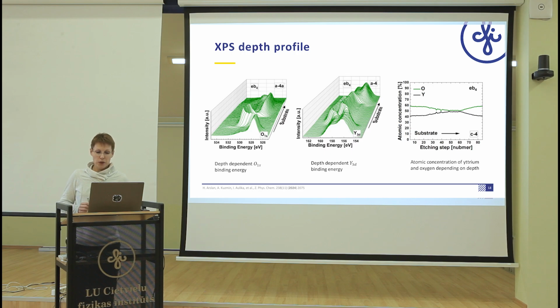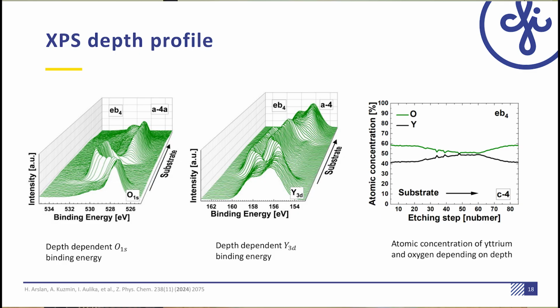Here in this slide you can see the optical gradient revealed by ellipsometry aligns well with the XPS data, which shows an increase in yttrium and a corresponding decrease in oxygen concentration towards the center of the film.